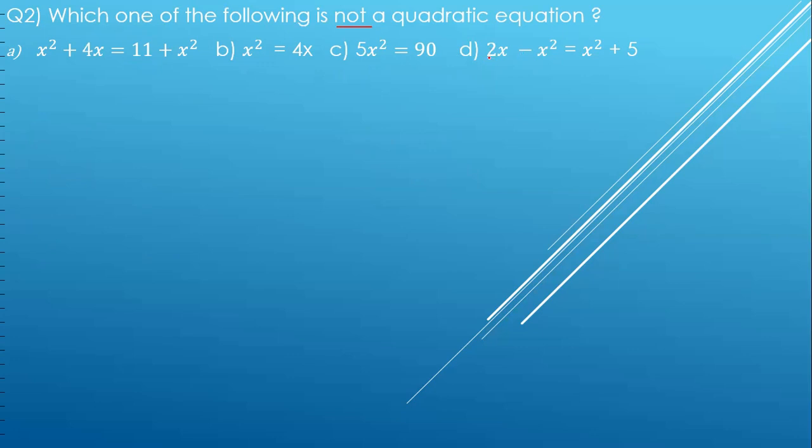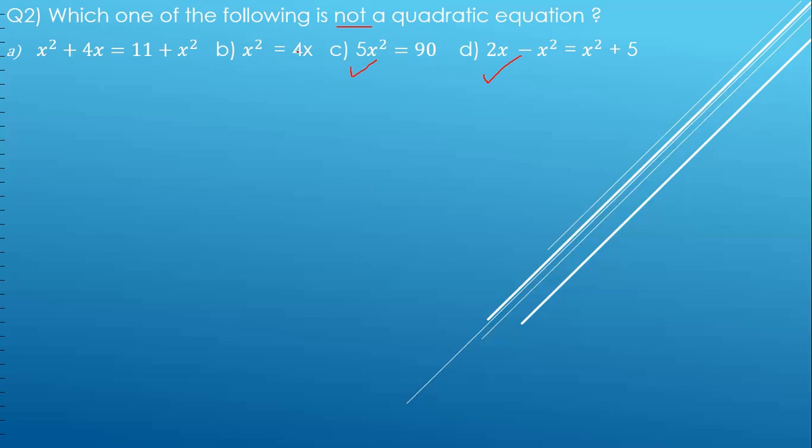Now here we want to find the equation which is not a quadratic equation. So here 2x is there, x square and x square. Now if I take this x square to the right hand side, it becomes plus x square. So x square plus x square will give us 2x square. So we will be having 2x square, then we have 2x, we have 5. So this is a quadratic equation. Next is 5x square, and if we take the 90 to the left hand side, it becomes minus 90. So we get 5x square minus 90. So this equation also satisfies all the condition of a quadratic equation. So this is also a quadratic equation.